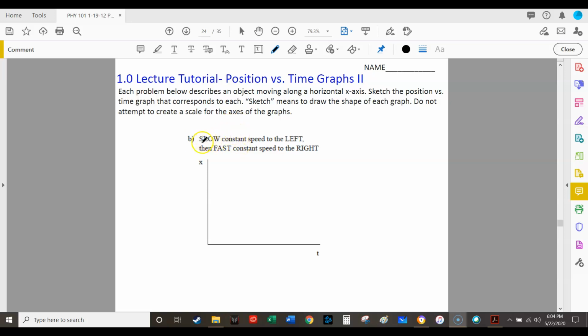Here's a prompt. It's got a slow constant speed to the left and then a fast constant speed to the right. So a slow constant speed to the left. So I'm going to draw some graphs of position versus time, to put some reference to what I'm about to say. And we're using horizontal position, so left-right position versus time. Try to make these all the same.